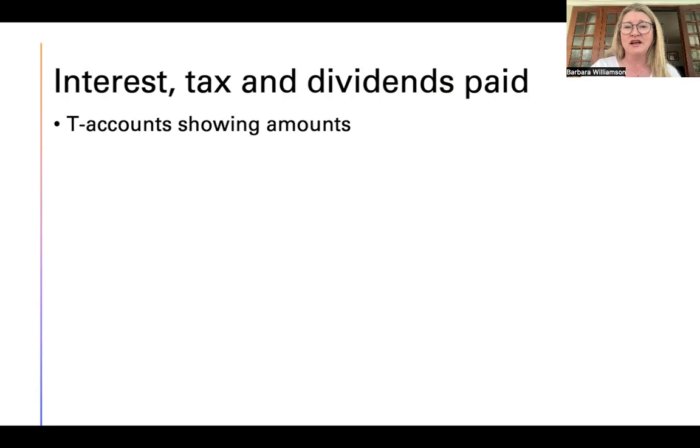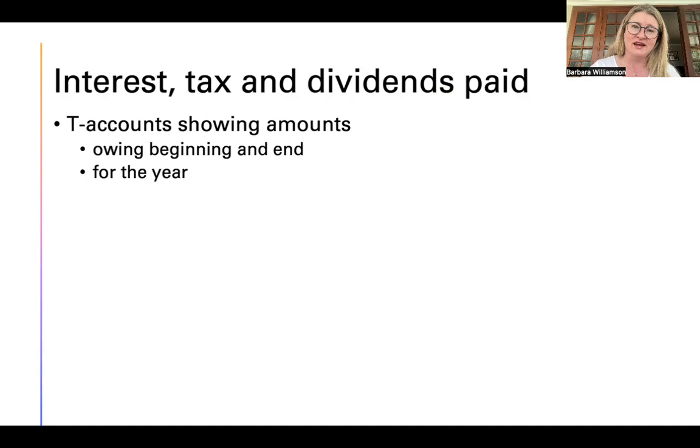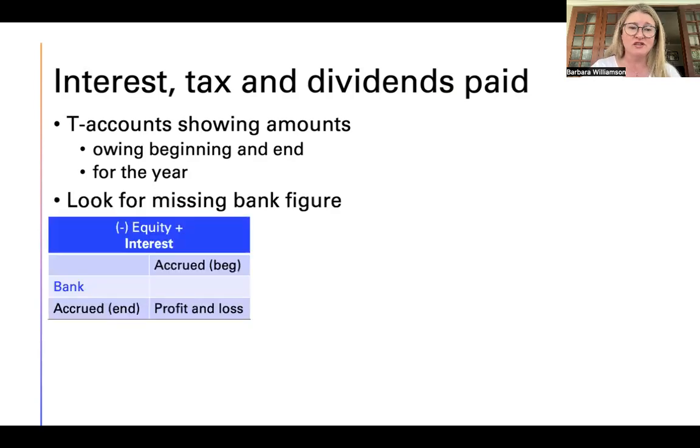Using T accounts will help a lot. What you do in the T accounts is you show how much is owing at the beginning and the end of the year, and then you show the amount for the year, and your missing figure will then be the bank that you're looking for. So let's have a look at how we do this.